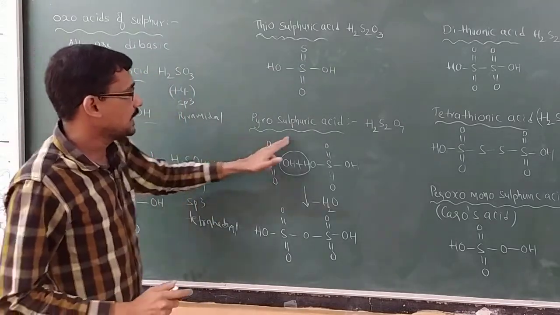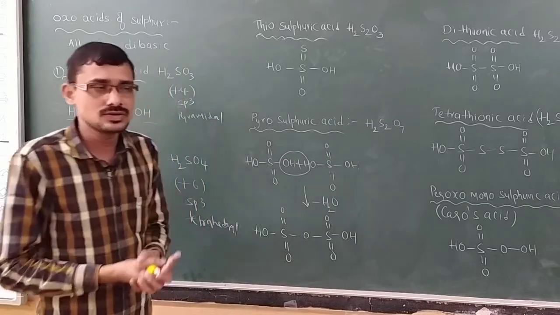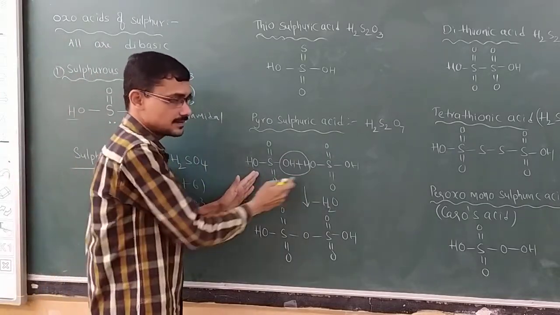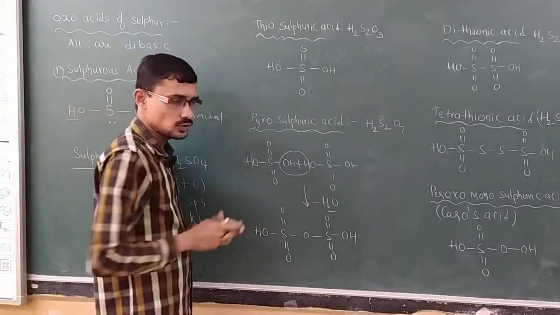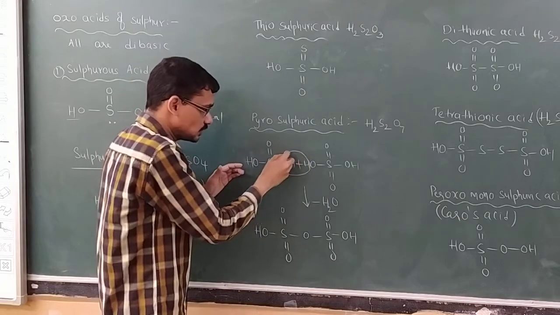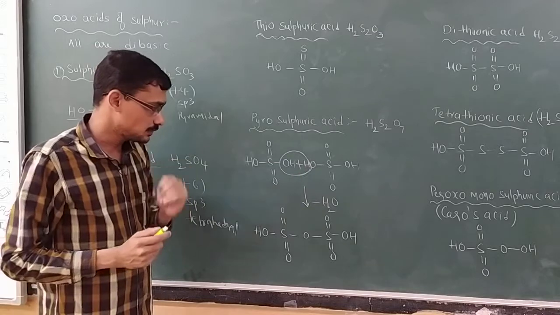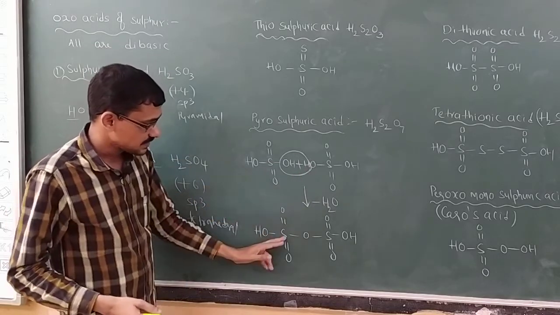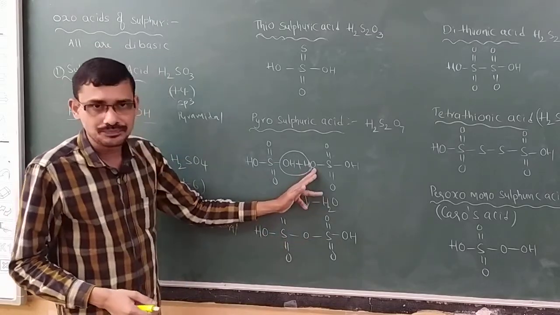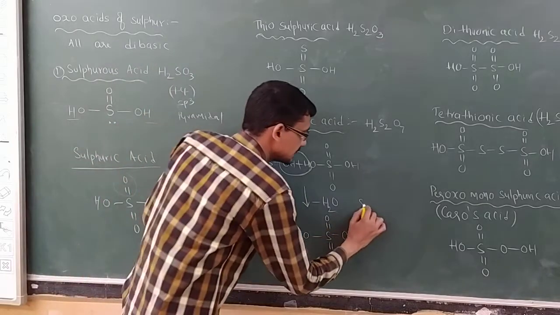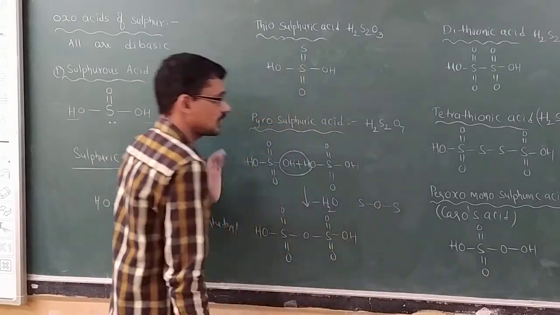Next one, pyrosulfuric acid. To write pyrosulfuric acid, take 2 moles of sulfuric acid, first mole, second mole. Remove the water, OH and H plus. After removing the water, what are we getting? Between sulfur and sulfur, we get one oxygen here. Pyro means SOS linkage. SOS linkage is called pyro.